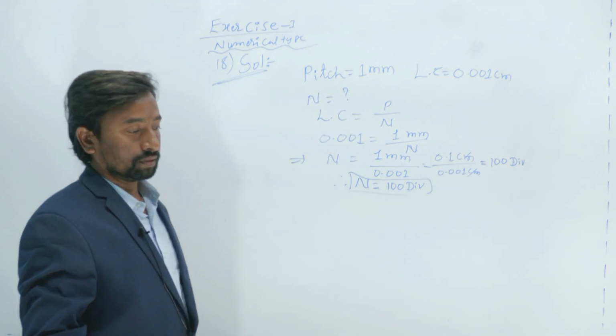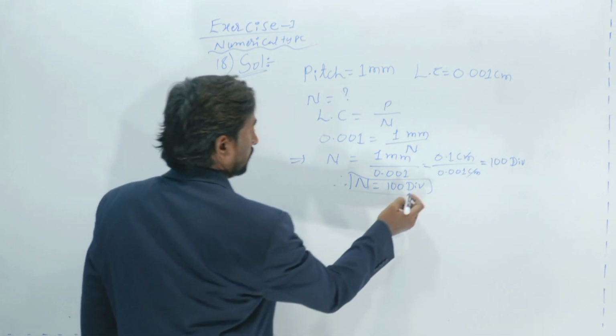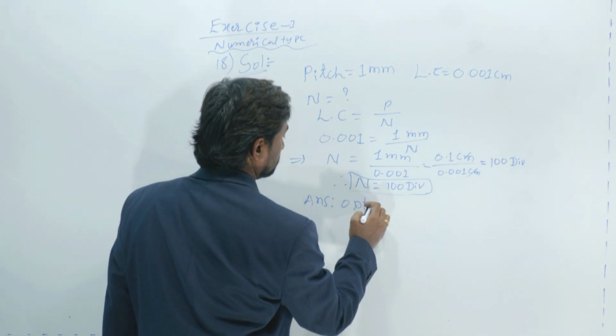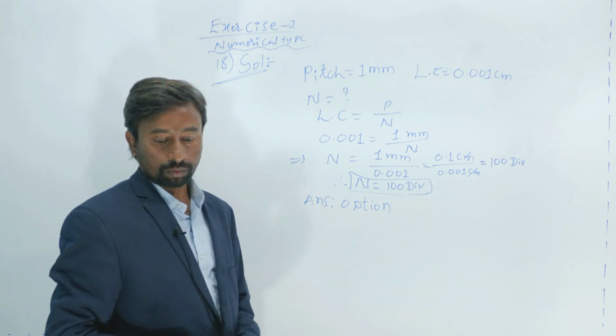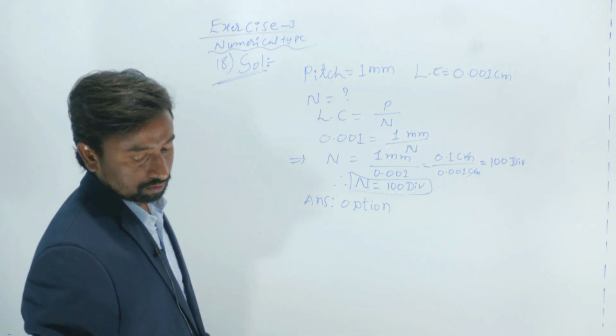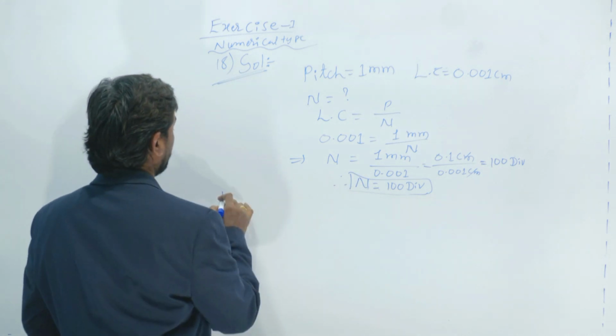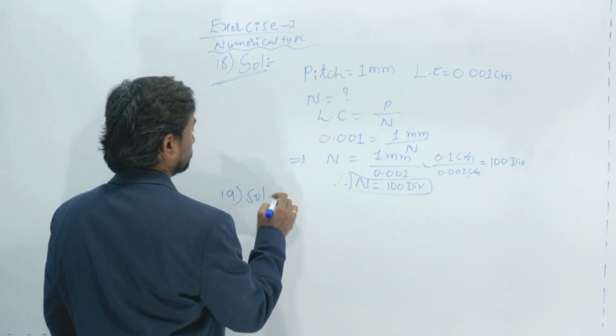N is equal to 100 divisions. So now the correct answer, numerical type, this is the answer. Now 19th one we'll see, 19th solution.